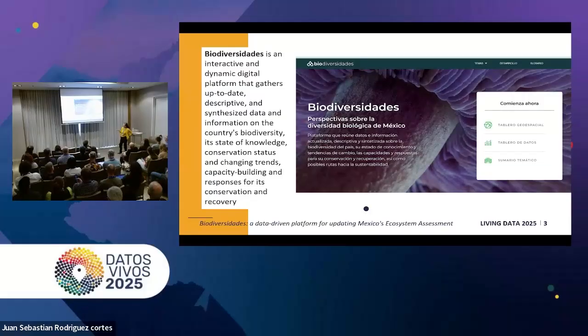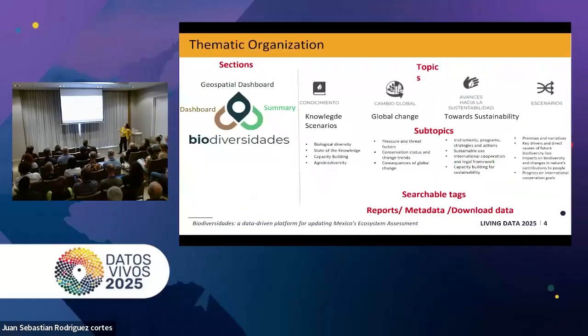different sections. I'm going to show you. We have this thematic organization. We have a geospatial dashboard, and what we call a summary, with some case studies and some numeralia to present issues that can be measured in another way. So instead of the five chapters, we have sections devoted to knowledge, global change, sustainability, and scenarios.